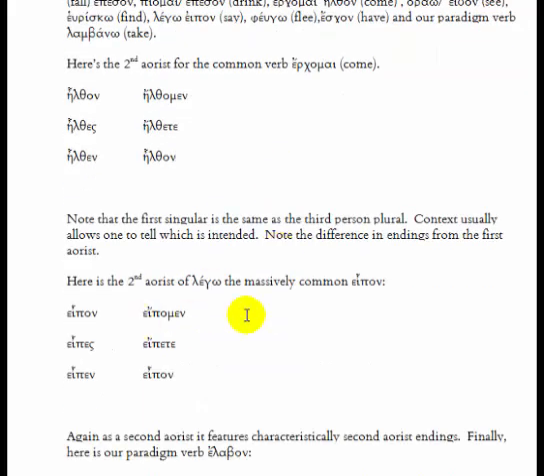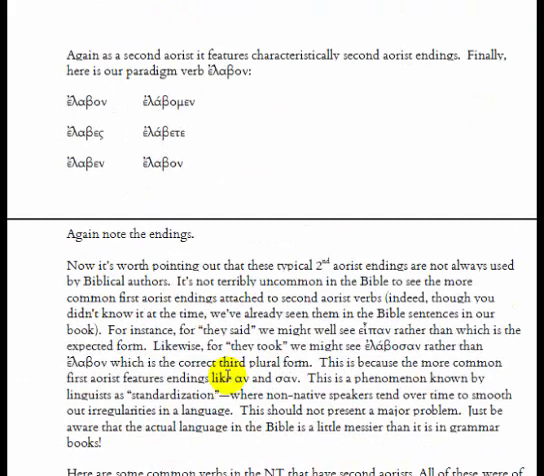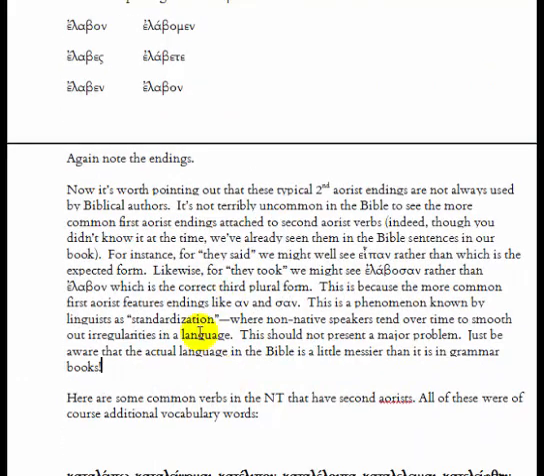Same thing with a very common word, apon. You see it in practically every sentence in the New Testament, in the Gospels especially, because Jesus is doing a lot of talking and other people are too. Apon, apes, apen, apomen, apete, apon. Same deal. Elabon, the word for take or receive in the aorist: elabon, elabes, elaben, elabomen, elabete, elabon. So I took, you took, he took, we took, you took, they took.